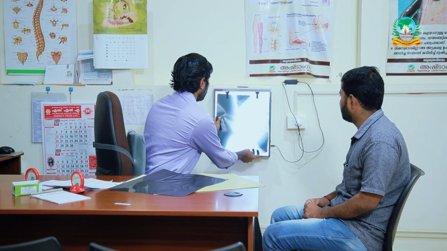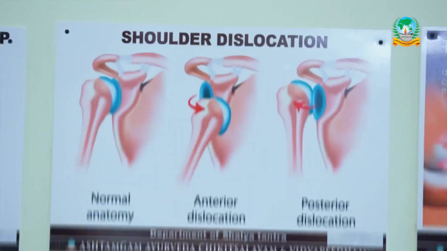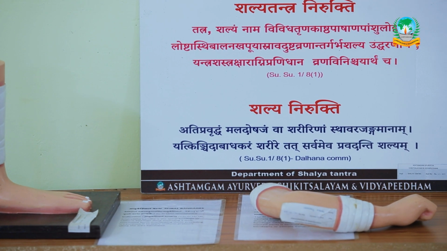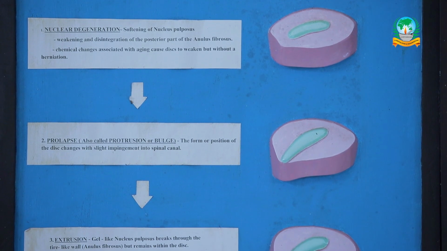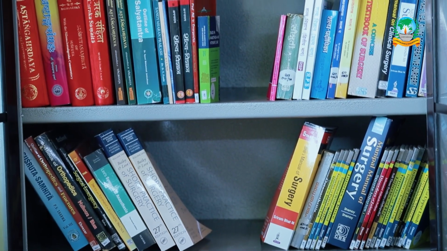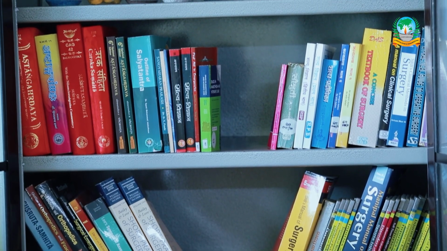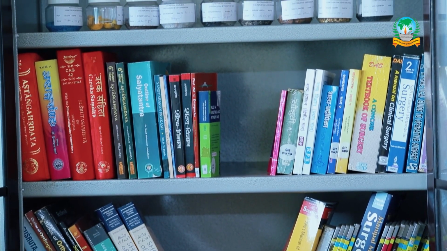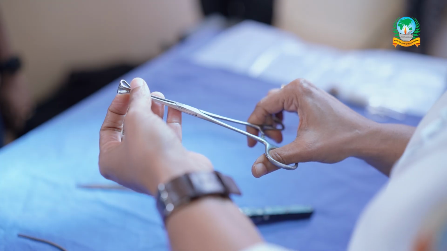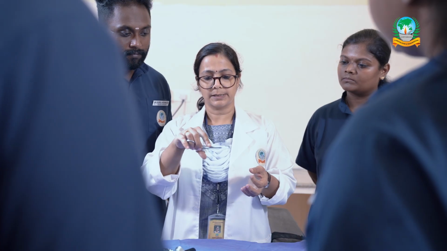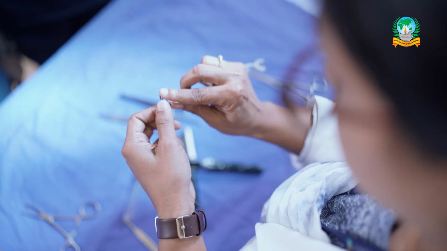In the department area, the students are provided with various aids to help them study easily. Many charts and models have been arranged to help them grasp the basic details. The department also has a well-stocked library of books relevant to Shalyathantra, which can be made use of. Through the course period, students are also made aware of various surgical instruments and how they are used.